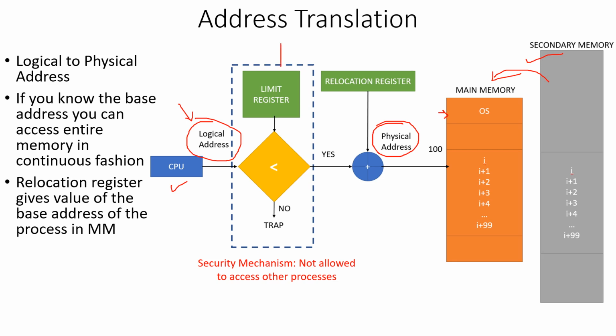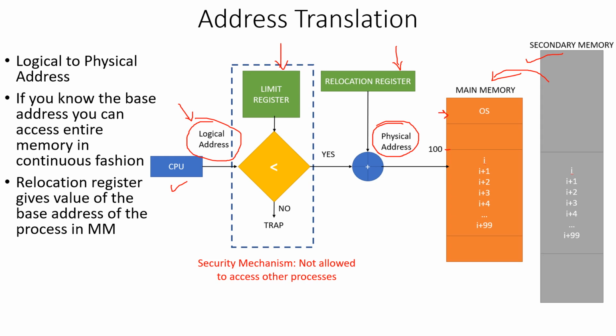Here there are two registers shown, limit register and relocation register. The relocation register gives us the value of the base address of the process in main memory. So suppose here I have shown 100, so 100 is the base address for the main memory. The relocation register is used to protect user processes from each other and from changing operating system code and data.